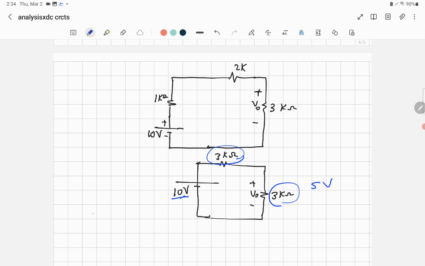Even using the voltage divider rule, you will say the output voltage is equal to the total voltage, 10 volts, multiplied by the resistance, 3 kilo ohm, divided by the sum of both resistances, 3 plus 3, which is 10 times 1/2, equal to 5 volts. The same result. I hope it was useful, and thank you for your attention.